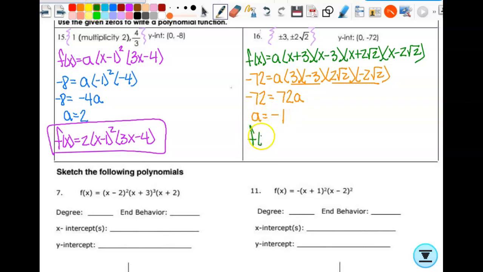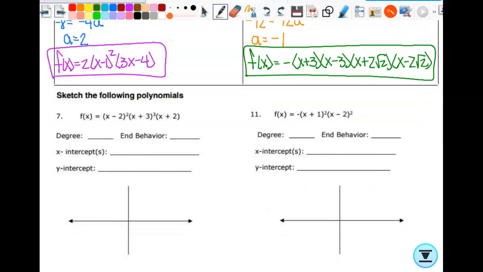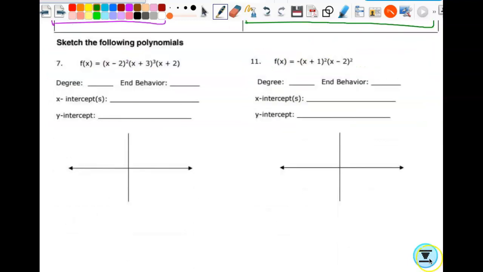So f of x is equal to negative x plus 3 times x minus 3 times x plus 2 square roots of 2 times x minus 2 square roots of 2. There's your complete factorization. All right, then last but not least, we are going to sketch the polynomials. They're already factored for you, so it makes it a lot easier.